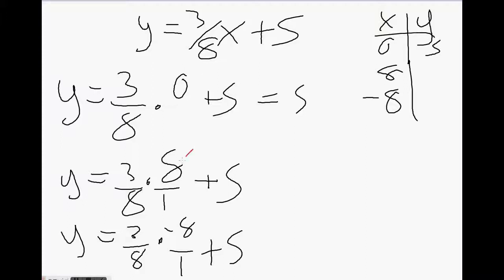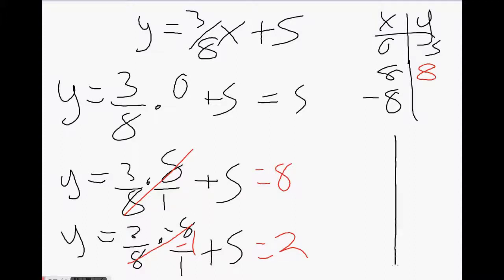These 8s will cross out, so you have 3 plus 5, which is 8. And these will cross out, leaving you with a -1. 3 times the -1 is -3, and -3 plus 5 is 2. Alright, so bring this down here, bring this here. Now we just have to graph those two.